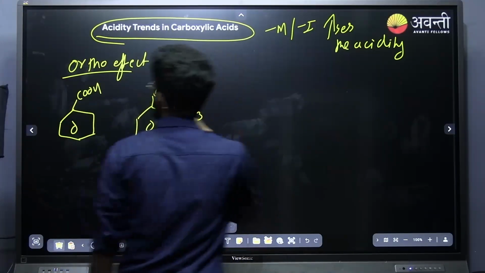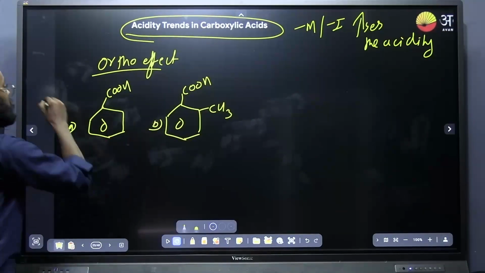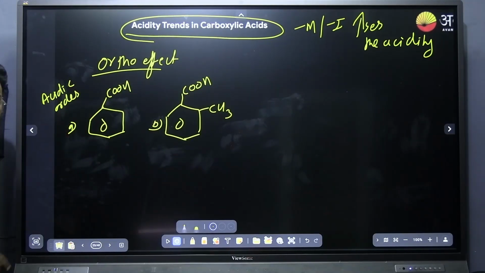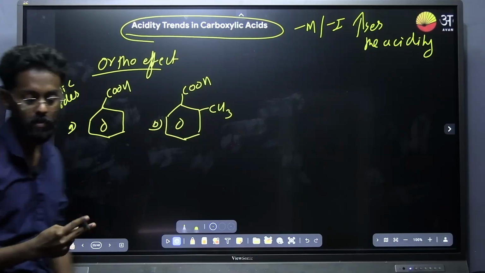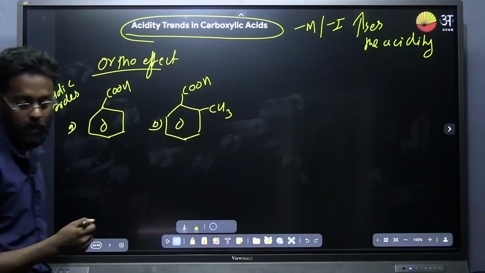Acidity order. A or B? Come on guys, A or B, which is more acidic? Who is going to give me the answer? B is more acidic. Sure.